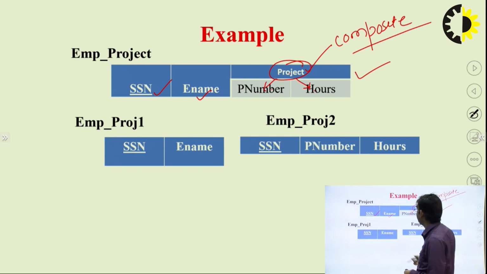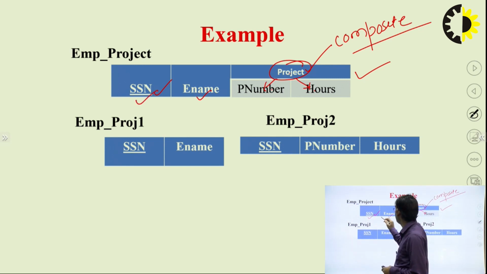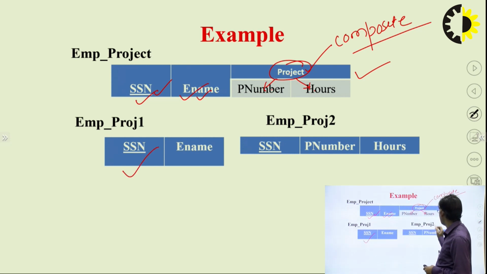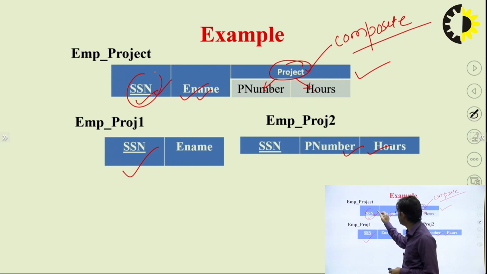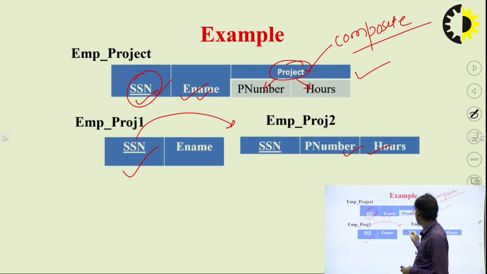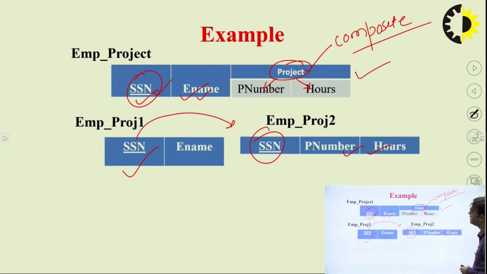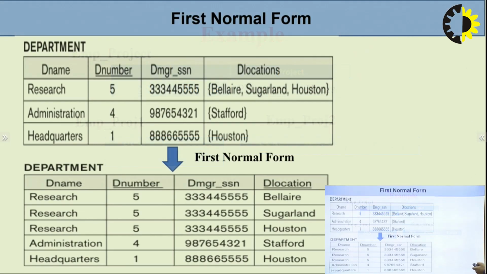We have taken SSN number and e-name in one table, and P number and hours in another table. We have to connect that table with the previous table. So there is a primary key, that is SSN number. That's why we have placed SSN number here also. That becomes first normal form. Now we have to take one more example of how to convert a relation into first normal form.